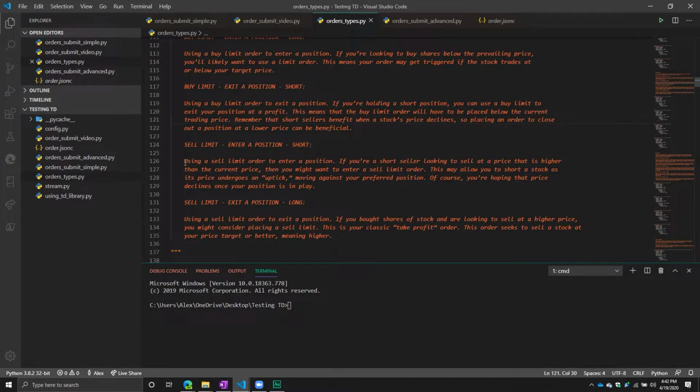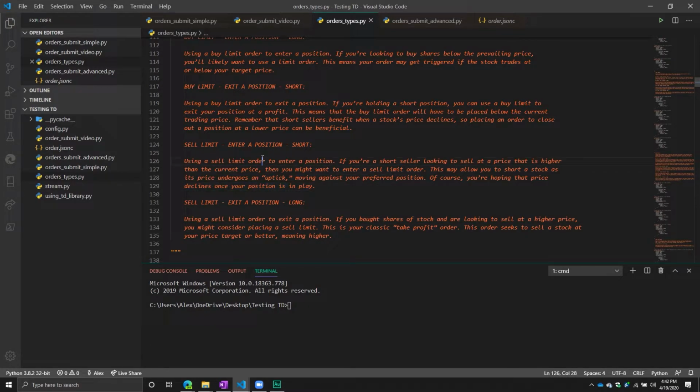Now we do have a sell limit order to enter a position. With this one, you can use a sell limit to enter a position. If you're a short seller looking to sell at a price that is higher than the current price, then you might want to enter a sell limit order. This may allow you to short a stock as its price undergoes an uptick, moving against your preferred position. Of course, you're hoping that the price declines once your position is in play.